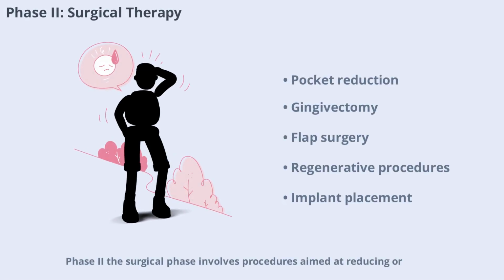Phase 2, the surgical phase, involves procedures aimed at reducing or eliminating periodontal pockets and improving tissue health. Techniques such as gingivectomy, flap surgery, and regenerative procedures are commonly performed to address deep pockets and restore periodontal architecture. Plastic surgery may be required for root coverage and widening attached gingiva, enhancing both function and aesthetics.